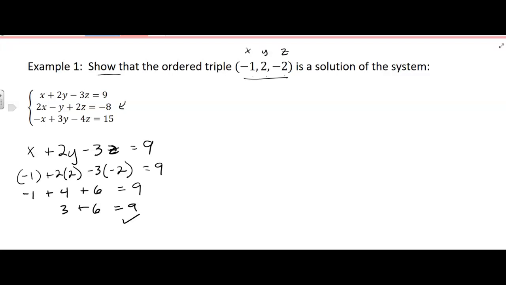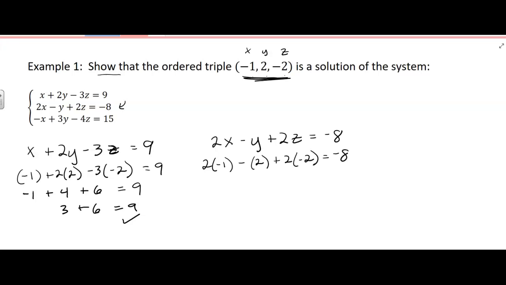So now I'm going to go to the second equation. 2x minus y plus 2z has to equal -8. And I'm going to put in the ordered triple. So 2 times -1 minus 2 plus 2 times -2. Does that equal -8? Well, here I get -2 minus 2 minus 4. So -2 minus 2 is -4, minus 4, does that equal -8? And yes, it does.